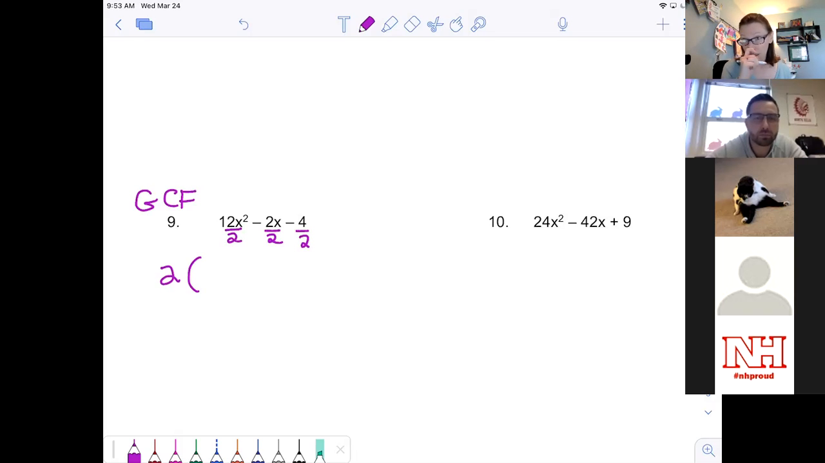Michael, if you divide everything by 2, what do you have left? You would have 6x squared, and it'd be minus 2x. What's 2 divided by 2, Michael? Oh, sorry, 1. That's all right, no apologies. And then minus 2. Good. All right, let's work through this problem.